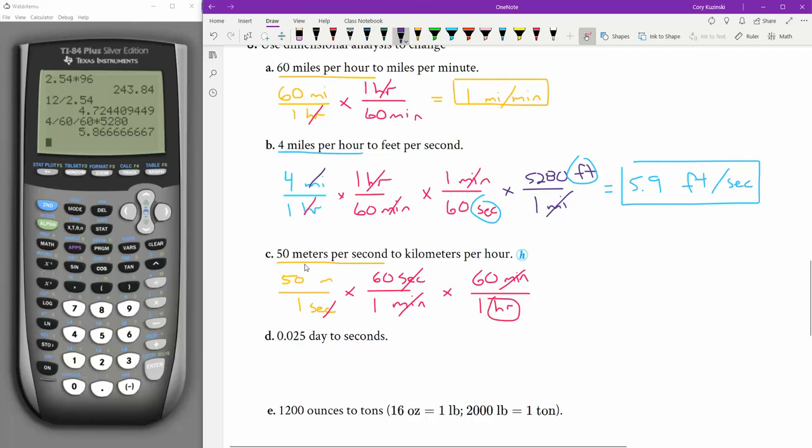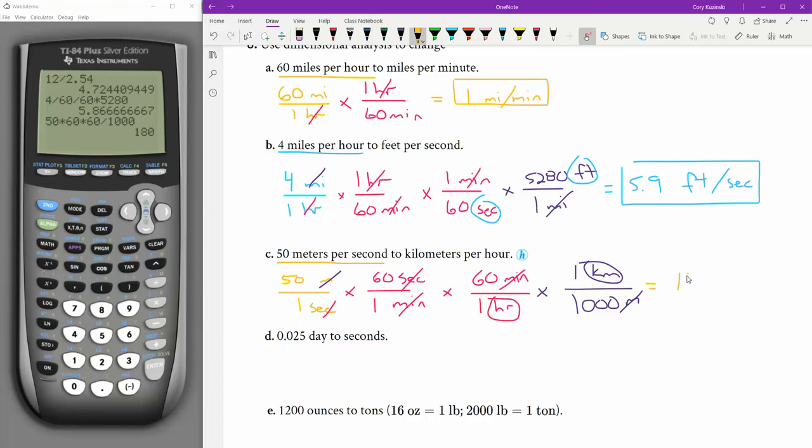Now I need to change meters to kilometers. 1,000 meters for every 1 kilometer. Notice how I'm writing the unit down every time because it helps me place things. Top, bottom, they cancel out. I think I got everything I need. I'm going to have this in kilometers per hour. That is equal to, so let's go 50 times 60 times 60 divided by 1,000. 180, nice round number. 180 kilometers per hour.